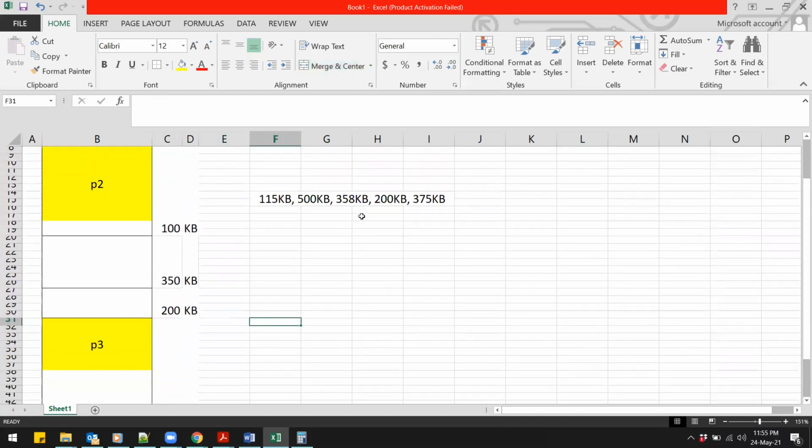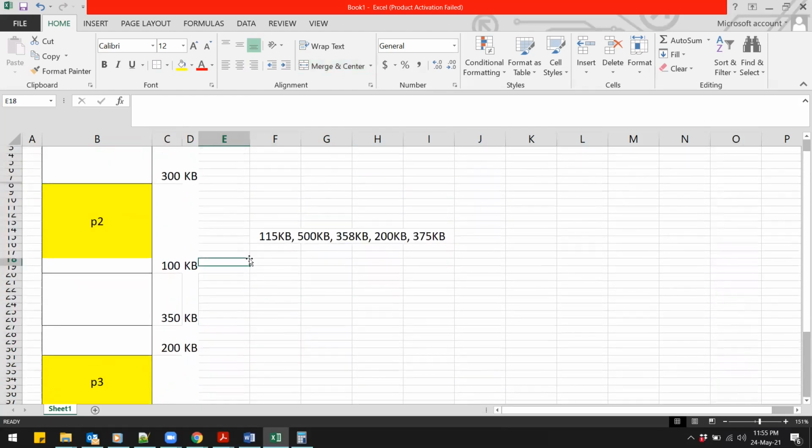392 kb. The next one is P4, which is 200 kb. So 200 kb can fit perfectly in here. So we'll put a 200 kb in here. And that was P4. So from this 200 kb, we are left with 0 kb. So this segment was fully utilized.